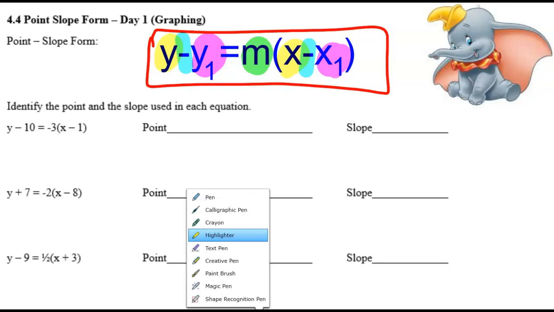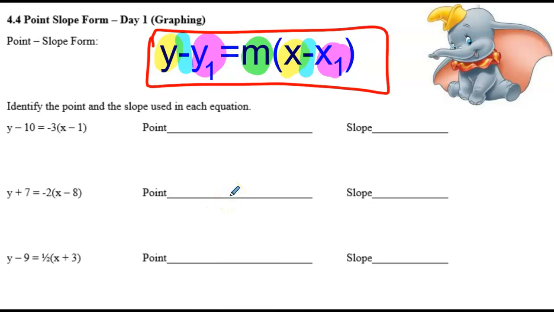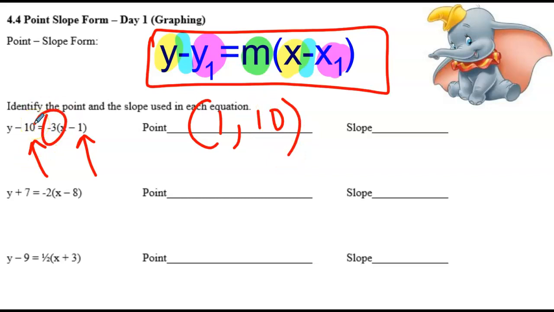Okay, let's go through these and solve. So what I'm going to do is identify my point, which in this case is going to be the opposite of -1, which is just 1, and then the opposite of -10, which is also 10. My slope, then, is just listed right in front of my parentheses, and so that's going to be -3.